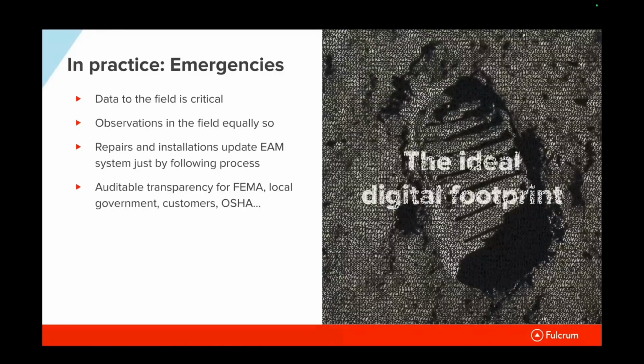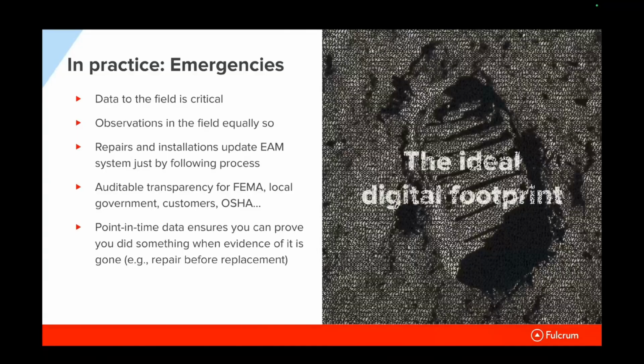And importantly, the transparency of an auditable record of what you did can be crucial for FEMA because they want that data. It can be crucial for your local government, for your customers, and for OSHA and so on. And you don't want to have to rebuild all of those things. Having it all in one data source is really critically important. One important part of that is understanding when you've got multiple things going on.